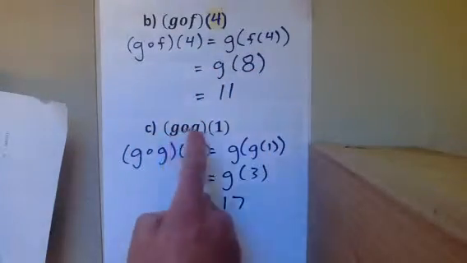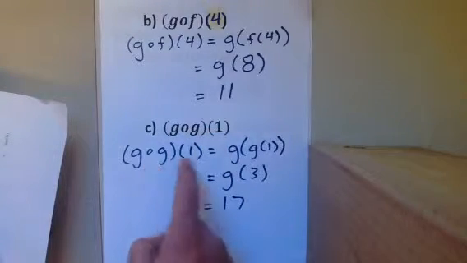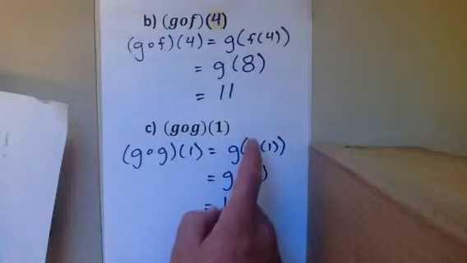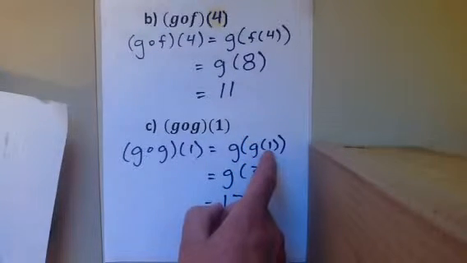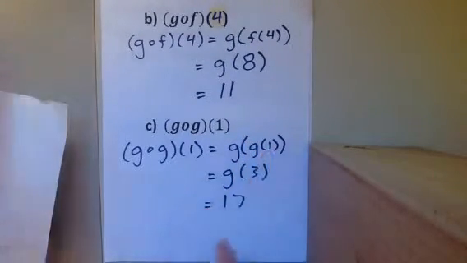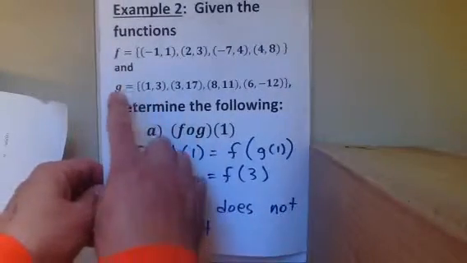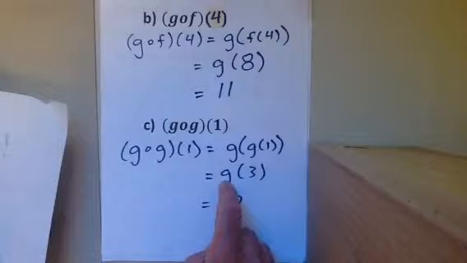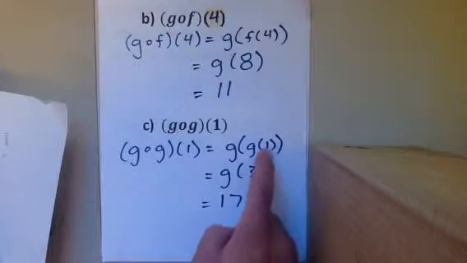And now we've got g of g of 1. Well, g of g of 1 is g of g of 1. So now we want to know, in the function g, when x equals 1, what does y equal? Well, in the function g, when x equals 1, y equals 3. So g at 1 is 3.